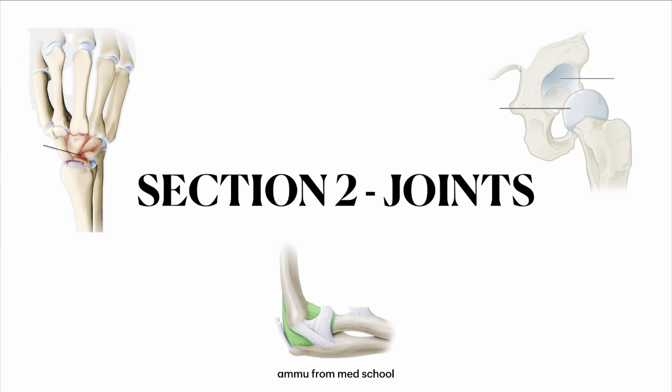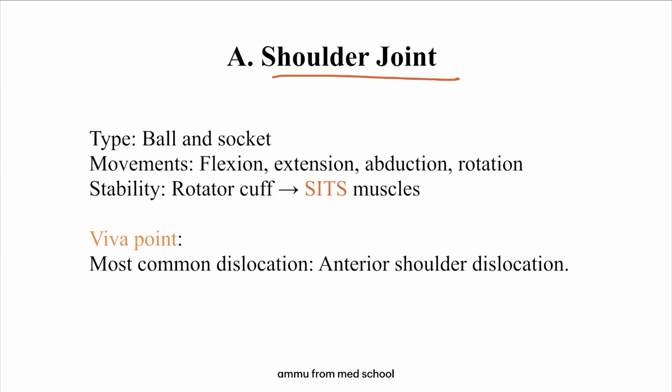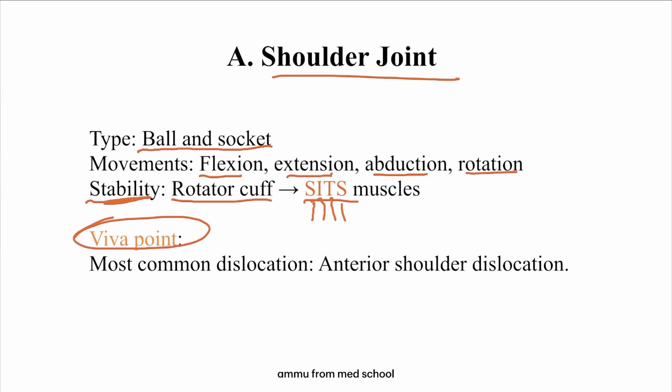Coming to section 2, joints, the important joints. Number 1 is the shoulder joint, which is ball and socket: flexion, extension, abduction, rotation. And stability is because of the rotator cuff muscles, the SITS: supraspinatus, infraspinatus, teres minor, and subscapularis. And the viva point is what is the most common dislocation, and it is anterior shoulder dislocation.